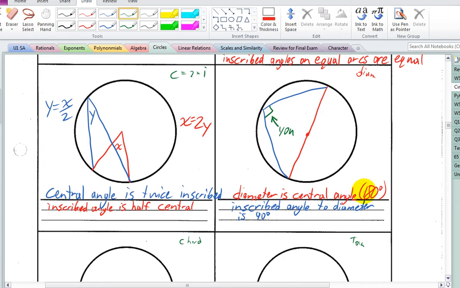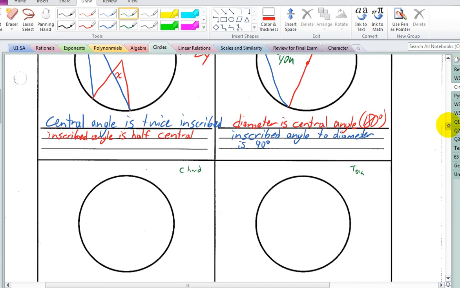Now I put the 180 degrees there so you can see that the rule that we just covered to the left holds true. Okay, so 180 divided by 2 is 90. 90 times 2 is 180. This is just kind of identifying it. Okay.